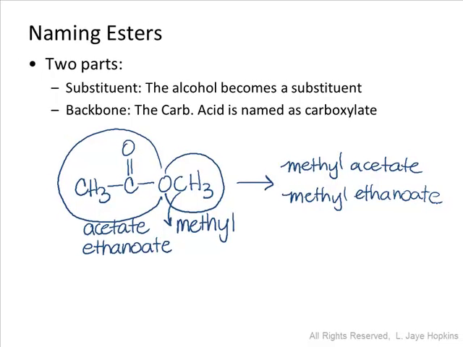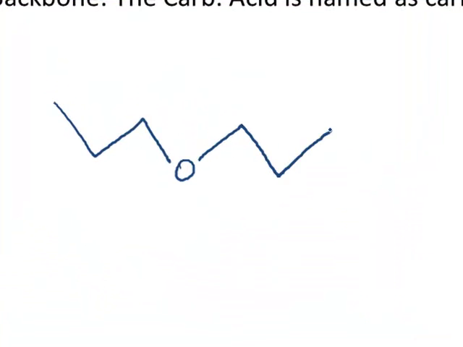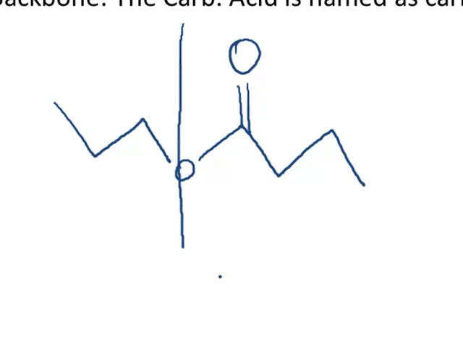Let's try another example. I'll do this molecule in a line structure form so we can see it written in a different way. Go ahead and name this ester. In order to name the ester, the first thing I need to do is decide which part of this molecule is the substituent and which part is the backbone. If you find the carbonyl carbon and find the oxygen that's single bonded to it, that's essentially where I should divide the molecule in half. Everything that's on the side opposite the carbonyl bond is part of my substituent. Everything on the same side as the carbonyl bond is going to be my carboxylate backbone.